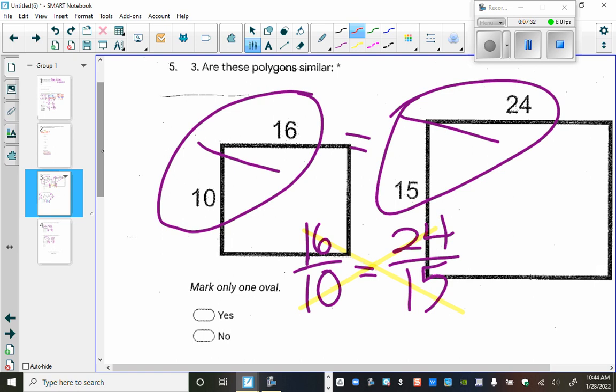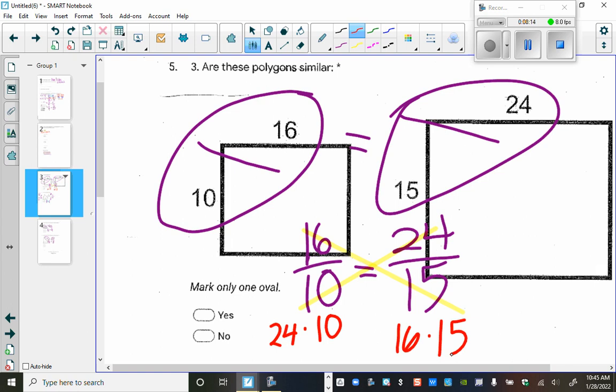You could also do your diagonal multiplication. Check, does 24 times 10 equal 16 times 15? Are those two values the same when you do your multiplication? Or is 16 divided by 10 the same decimal value as 24 divided by 15? That's the quickest way you can determine whether or not they're similar.